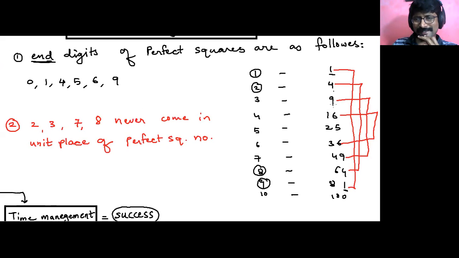If the unit place of a perfect square number is 9, the square root may end up as 3 or 7. You got it? If the unit place is 6, the square root may end up as 4 or 6. So these are all properties. We have to just jot them down quickly.